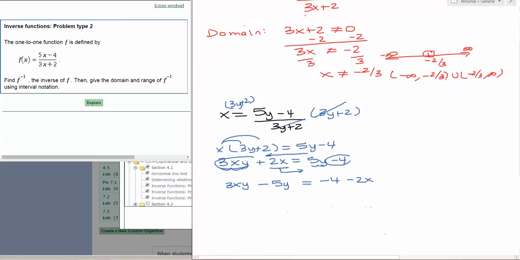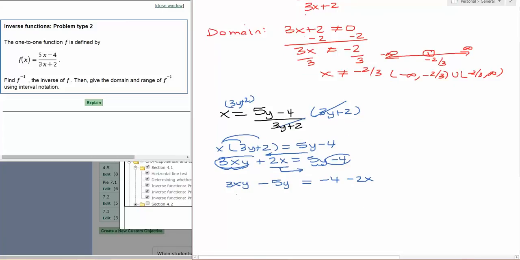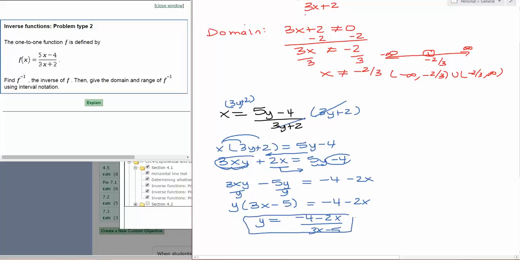Now that I have my y's on the same side, I can factor out the common y. So you're just factoring it out from your terms here, and that gives you 3x minus 5. Okay, so the final step is to divide that group to the other side. And so you can stop here with your steps. That would be sufficient. So that right there is f inverse of x. So I get (negative 4 minus 2x) over (3x minus 5).